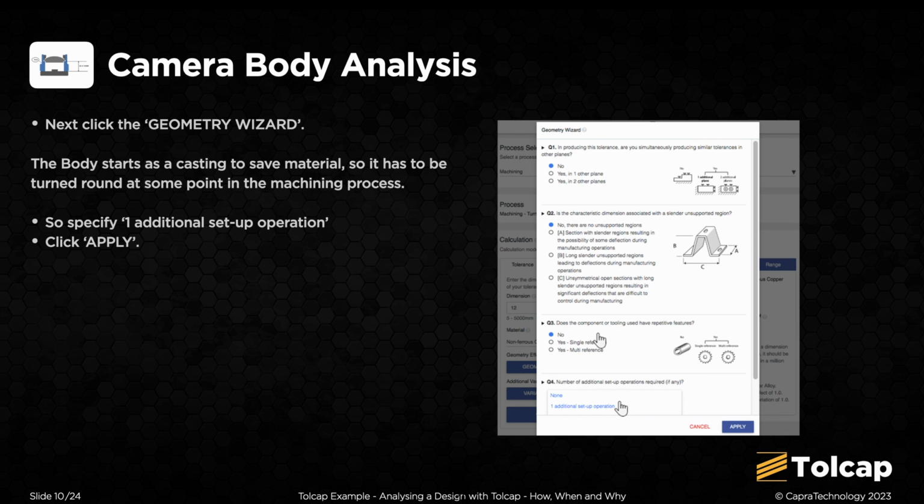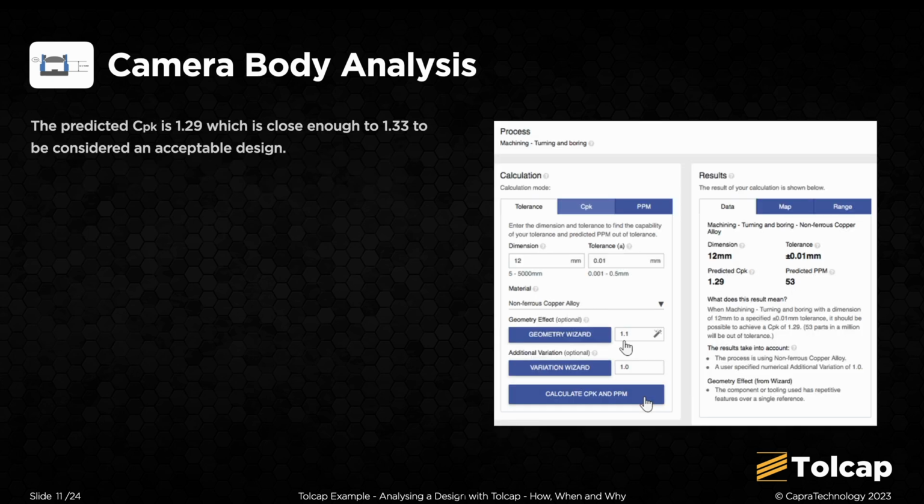The body starts as a casting to save material, so it has to be turned round at some point in the machining process. So specify one additional setup operation and click Apply. The predicted CPK is 1.29, which is close enough to 1.33 to be considered an acceptable design.